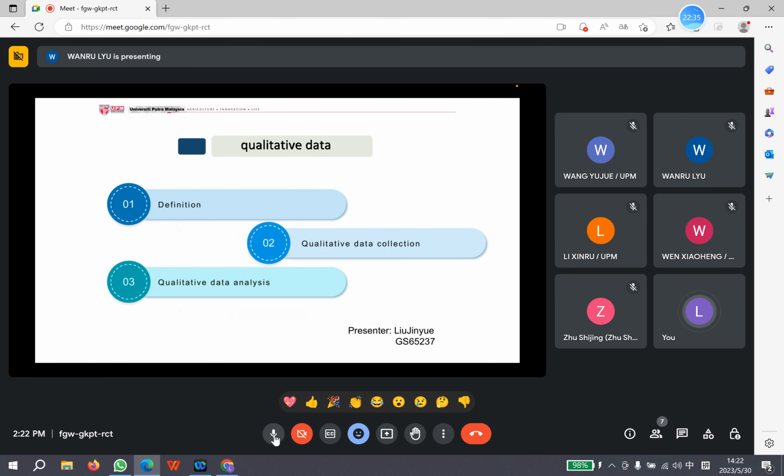Hello everyone, today we are going to talk about qualitative data, and there are 3 parts. Part 1, definition. So we are going to talk about what qualitative data is. And part 2 is qualitative data collection. And part 3 is qualitative data analysis. Now let's look at the definition first. Next slide, please.